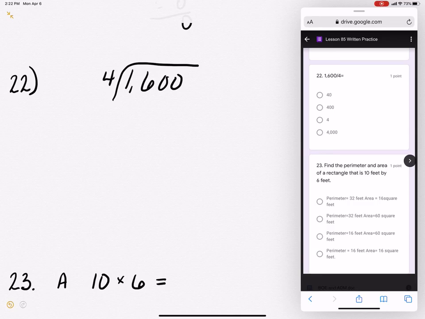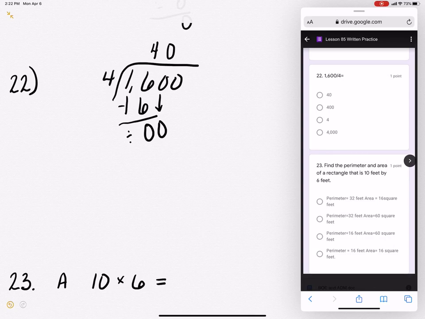1,600 divided by 4. How many 4s go into 16? They go in there perfectly. 4 times 4 is 16. 0 left over. There's going to be lots of zeros here. Bring down a 0. Remember, just pretend that's any regular number.